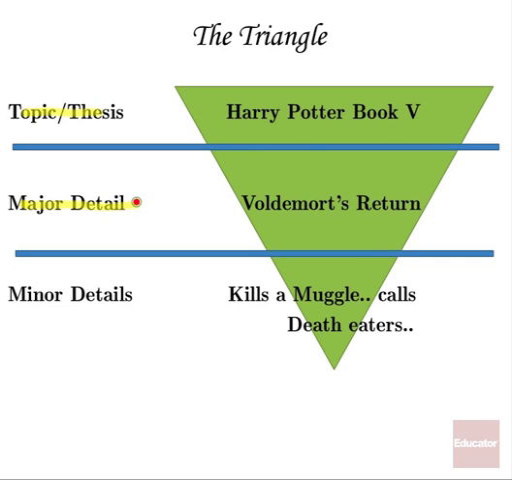And what are some minor details? Well, specific instances, specific examples. Well, right at the beginning, he kills Muggles, and he calls the Death Eaters. He does a lot of bad things, that Voldemort, doesn't he? So there we go.